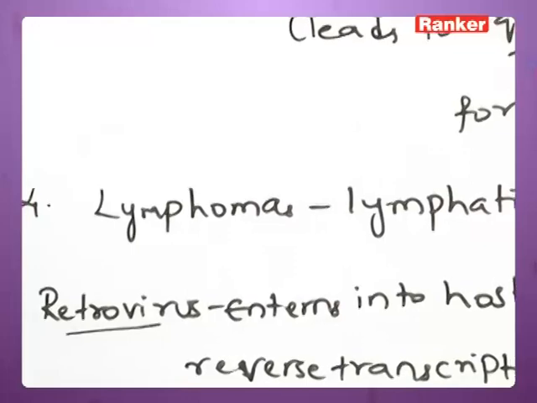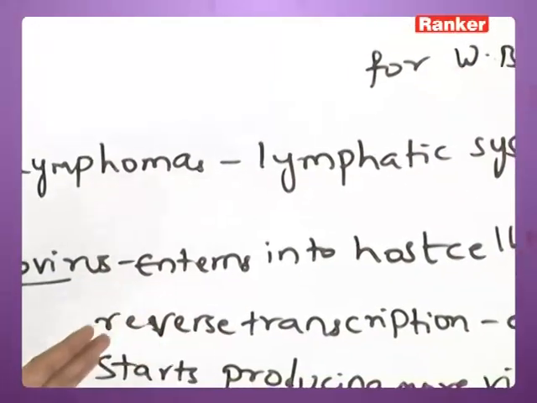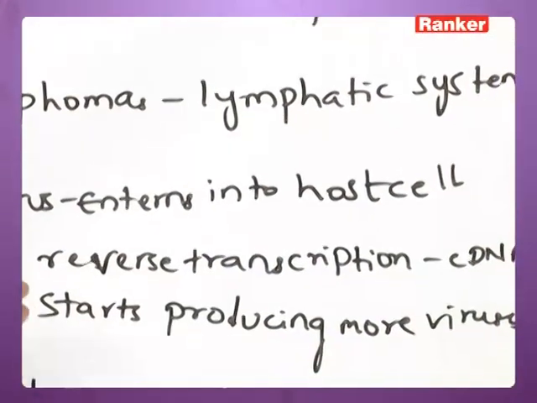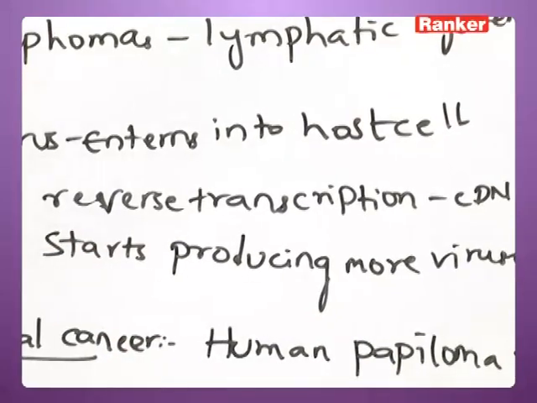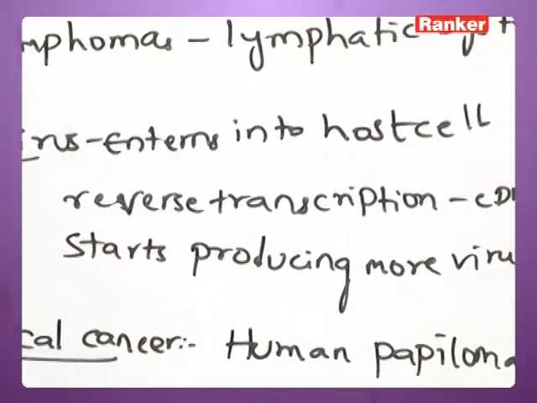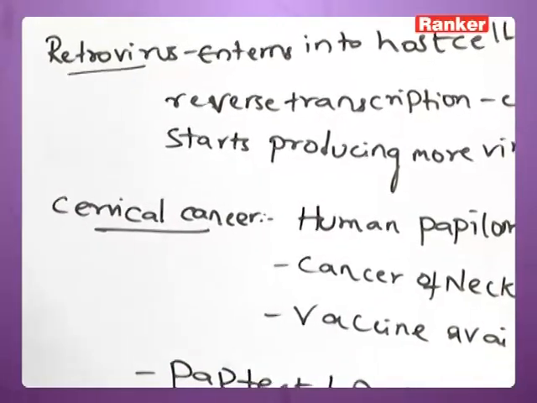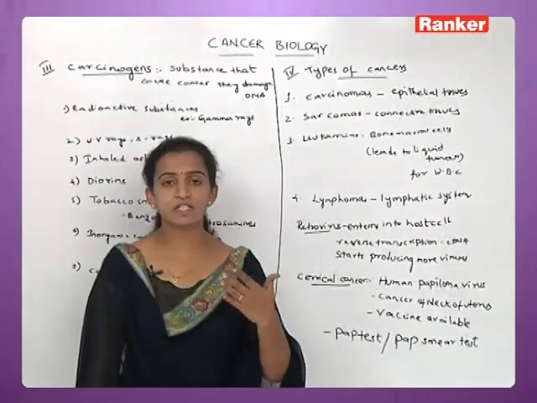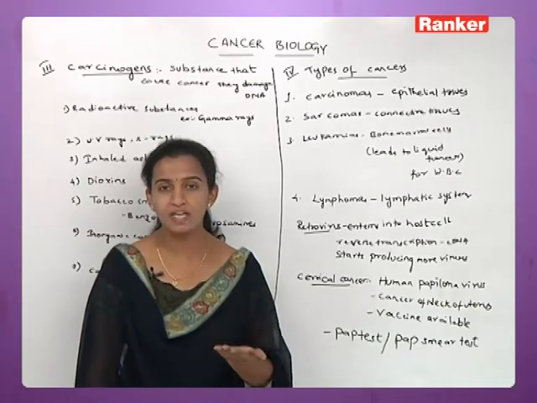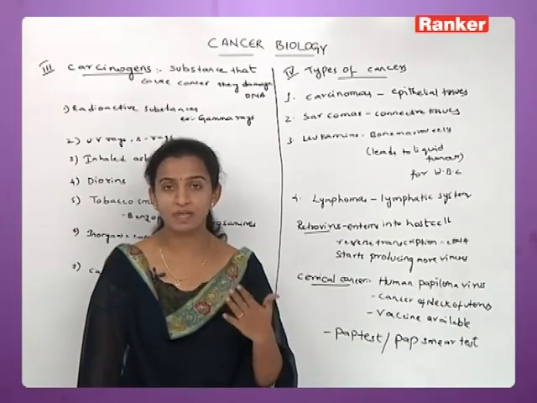Now a retrovirus enters into the host cell, and reverse transcriptase makes cDNA, which starts producing more virus. You can see this in the HIV virus, where reverse transcriptase is the enzyme that enters your normal DNA structures, and the virus multiplies in number.